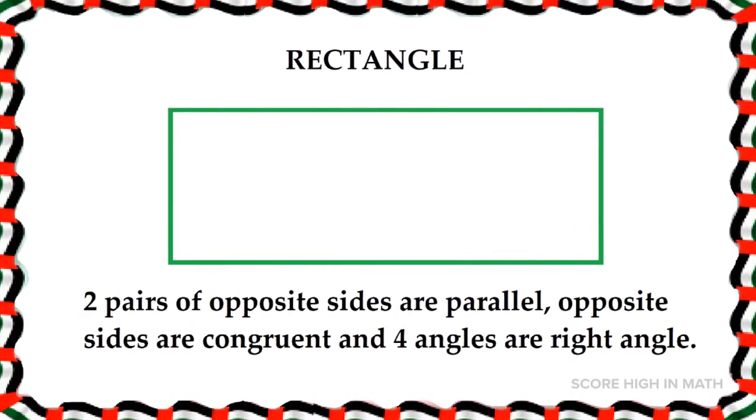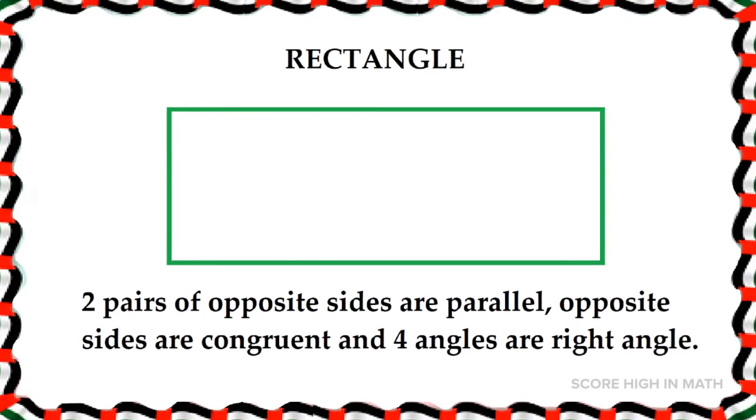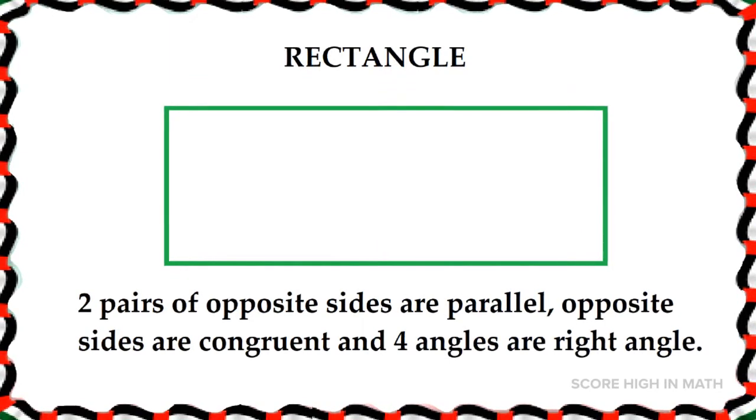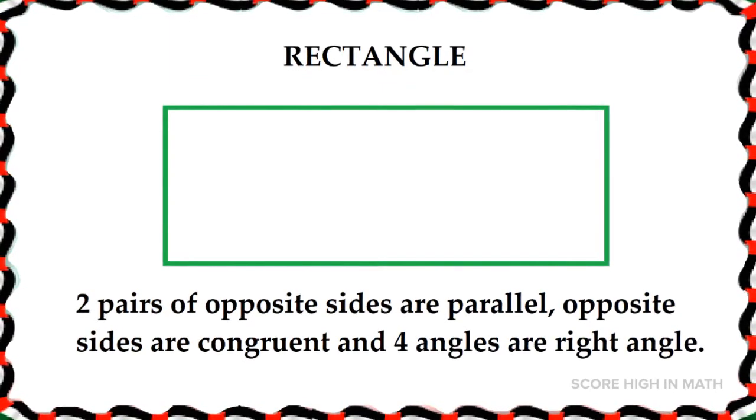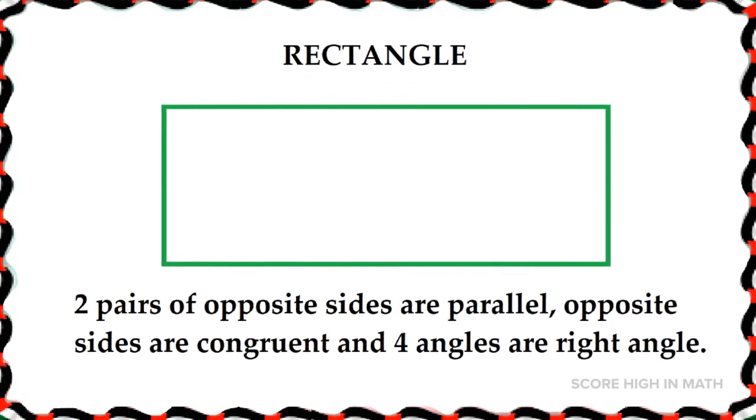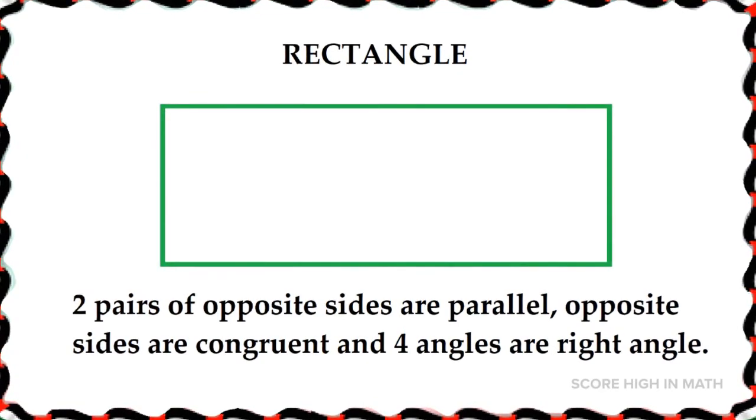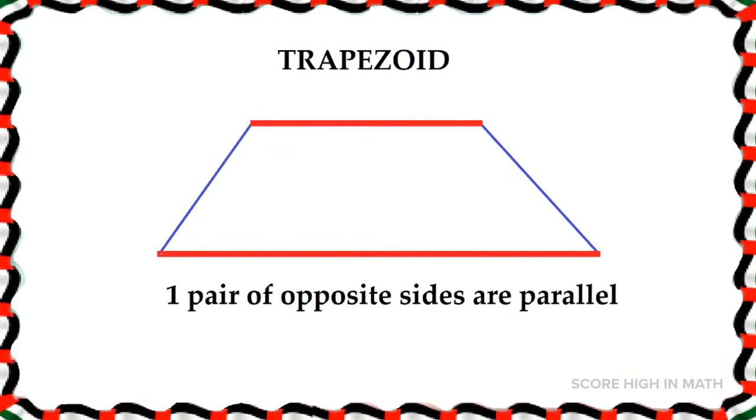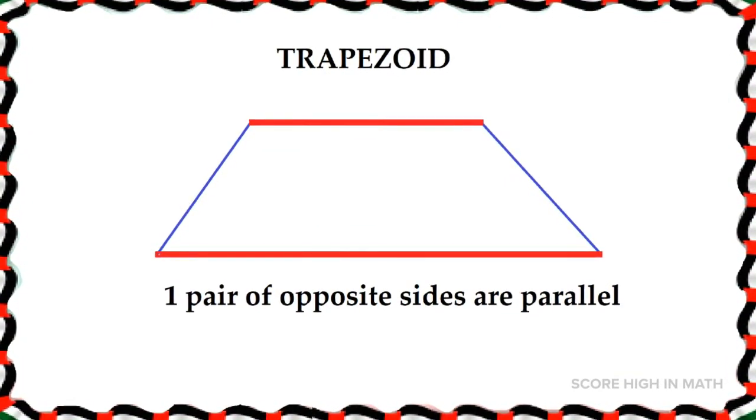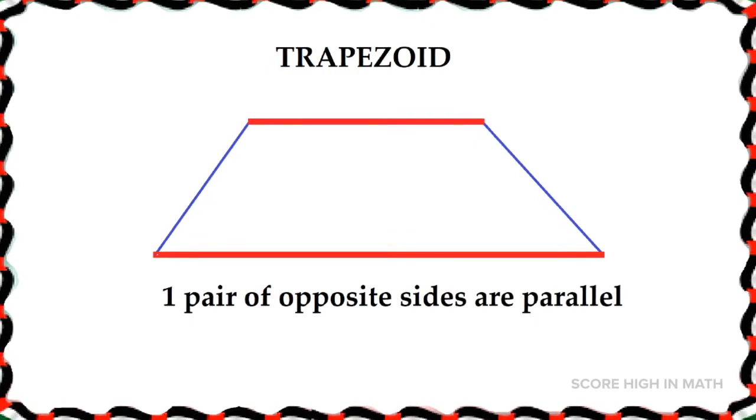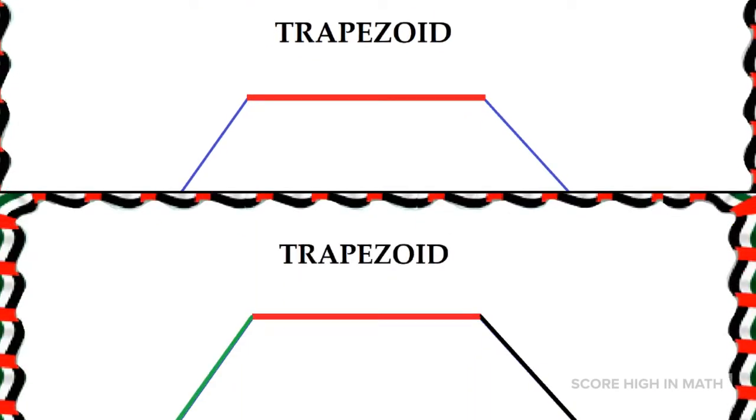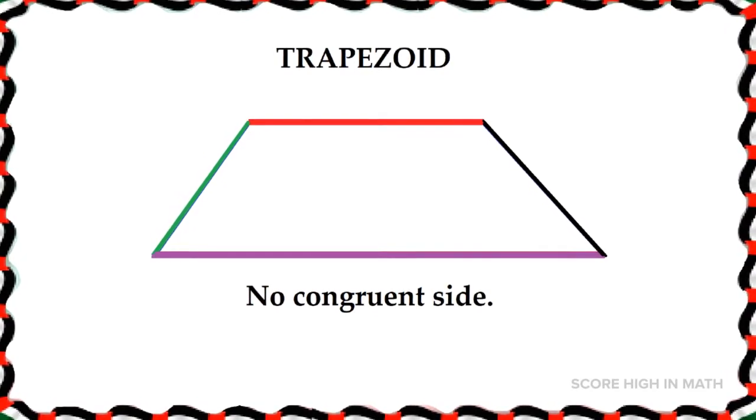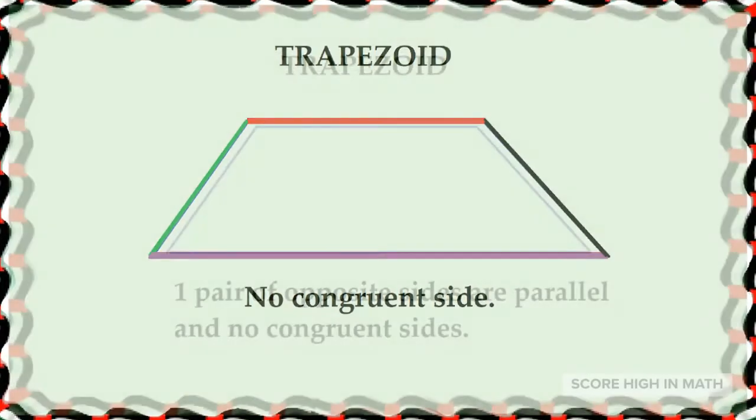Now, I want you to remember this. A rectangle has two pairs of opposite sides which are parallel. The opposite sides also are congruent, and the four angles are right angles. In a trapezoid, only one pair of opposite sides are parallel. You can see that I marked them with red lines. These red lines are parallel. And all the sides have different lengths, so there is no congruent side.